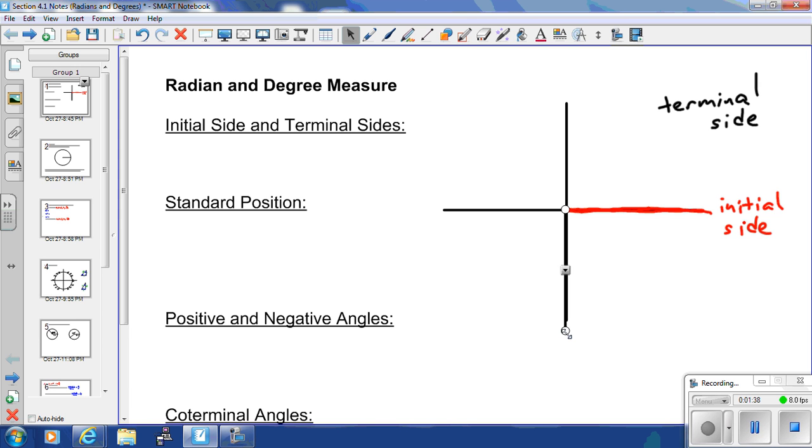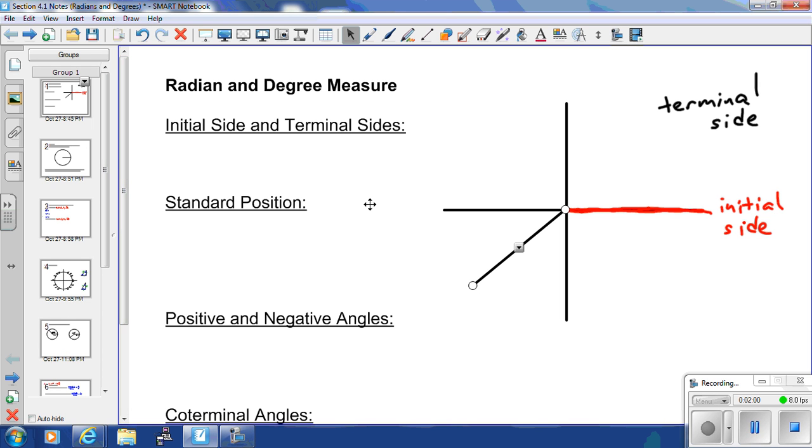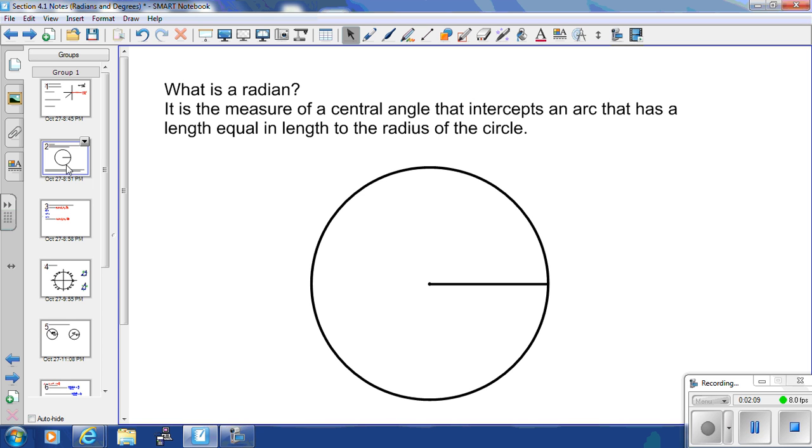Anywhere that I stop, if I just add or subtract 360 or any multiple of 360, I'm going to land back at the same spot, resulting in an angle that looks exactly the same, even though it may represent having gone around 2, 3, 4, or however many times. It ends at the same spot. It looks like the same angle. We call those coterminal angles. Once again, you can figure out coterminal angles by adding or subtracting 360, or any multiple of 360, to whatever angle you get.